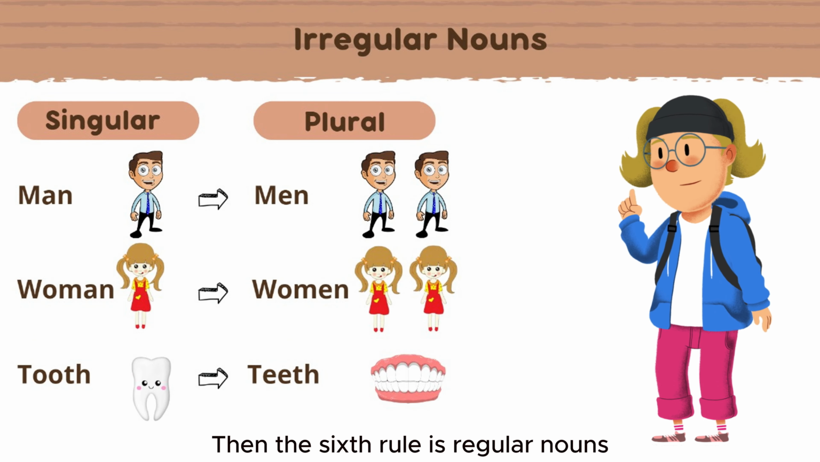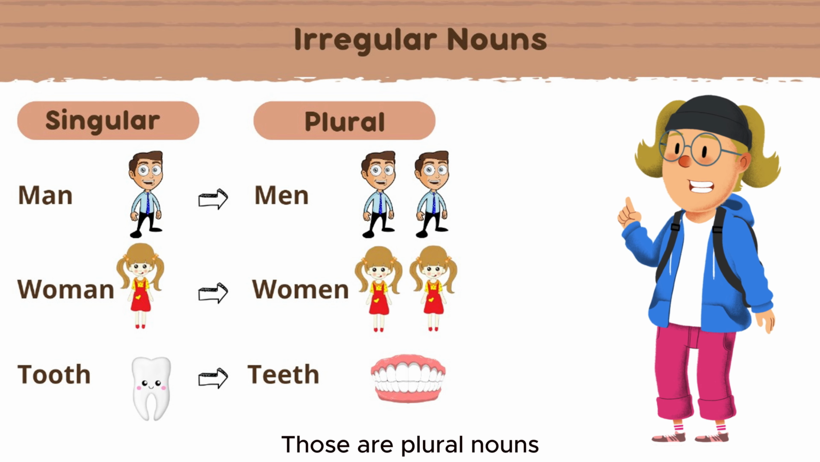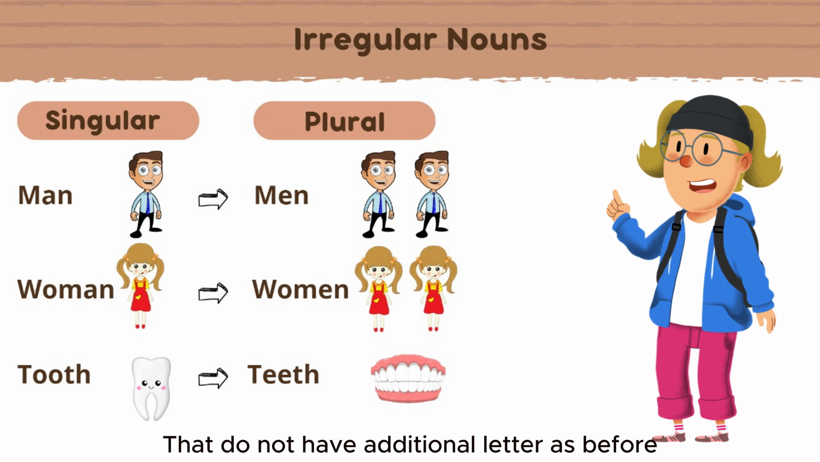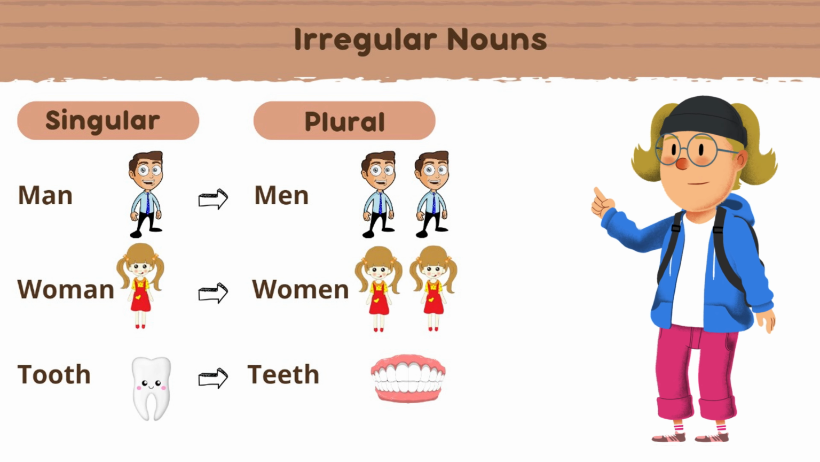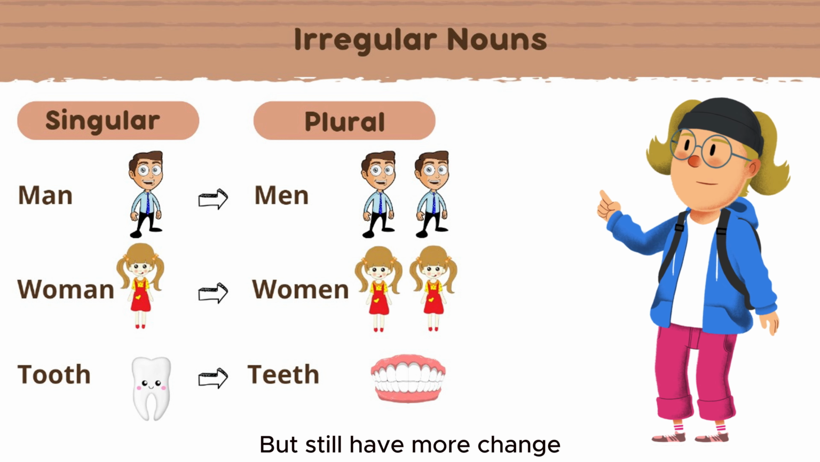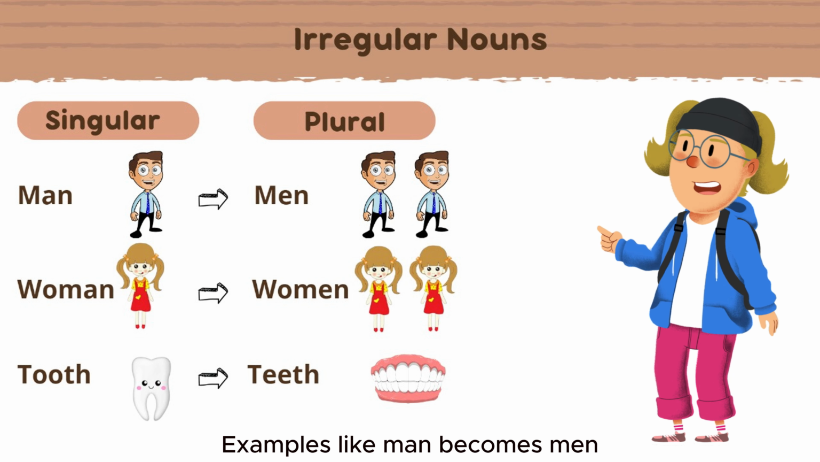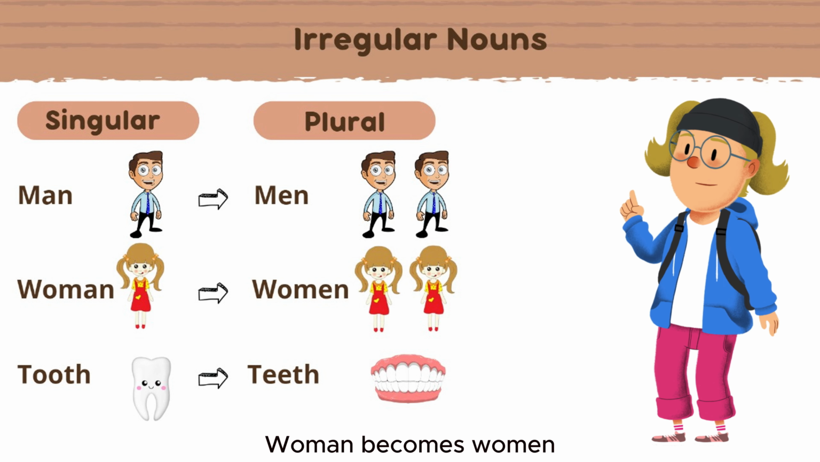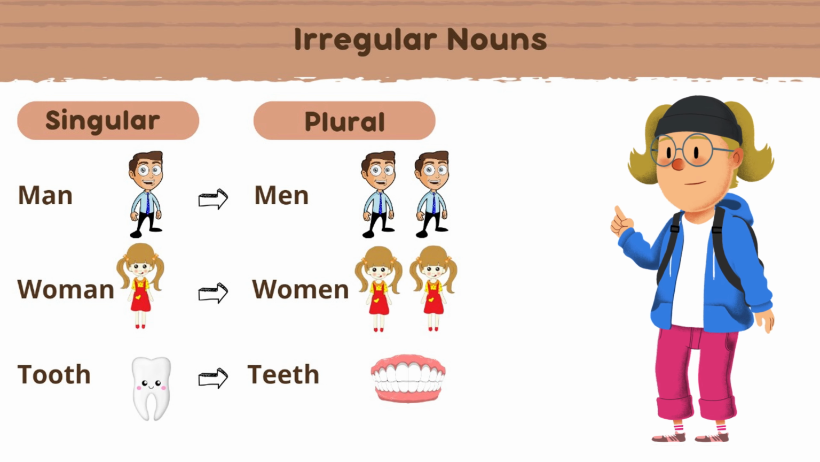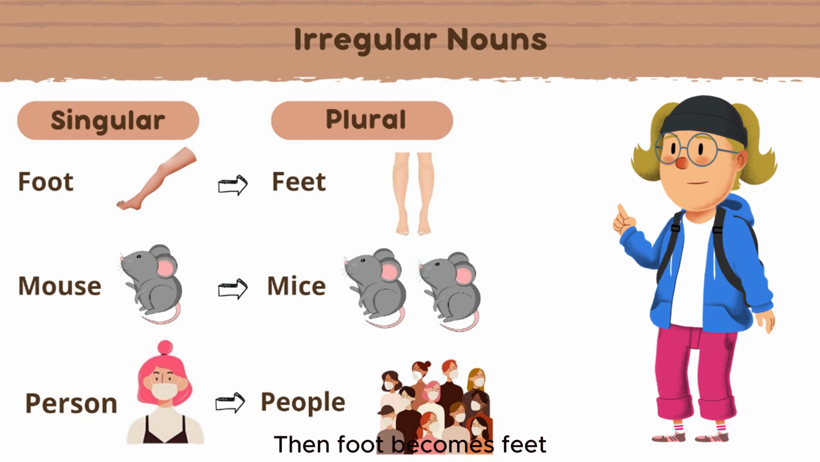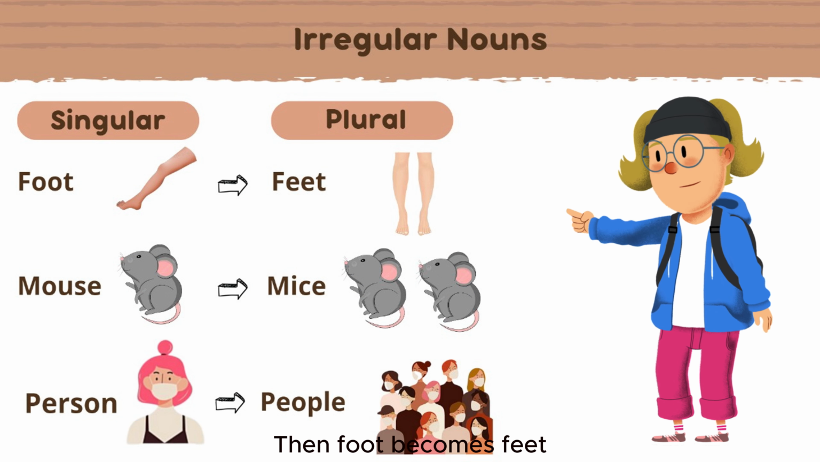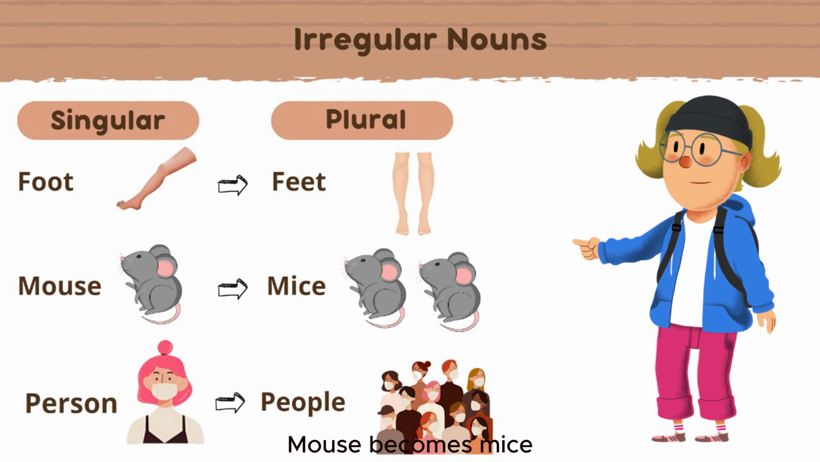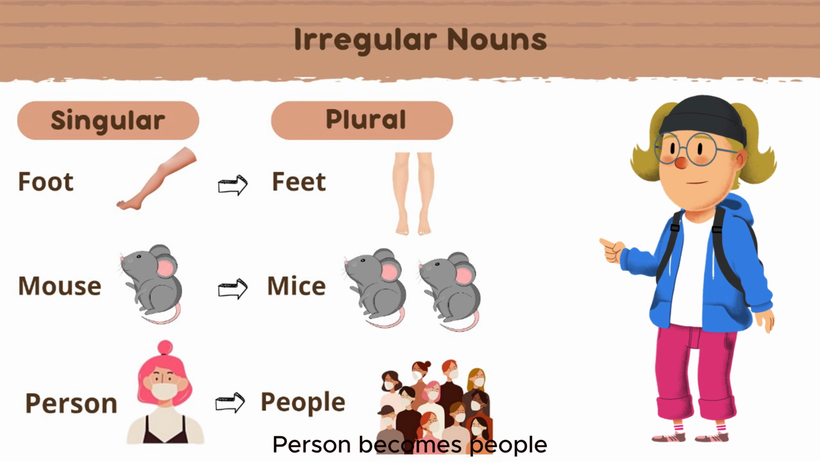Then, the sixth rule is irregular nouns. These are plural nouns that do not have additional letters as before, but still have a word change. Examples like man becomes men. Woman becomes women. Tooth becomes teeth. Then foot becomes feet. Mouse becomes mice. Person becomes people.